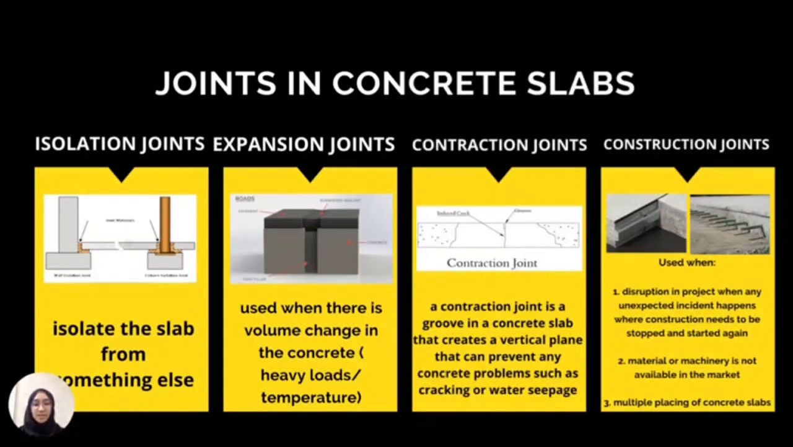Another common type of joint is a contraction joint. A contraction joint is a groove in a concrete slab that creates a vertical plane that can prevent any concrete problems, such as cracking or water seepage. Lastly is a construction joint. As you can see in the first picture, that is a key joint, and in the second picture is a dowel joint. Both of these joints are construction joints, and construction joints are used for three reasons. First, if there is a disruption in the project when any unexpected incident happens where construction needs to be stopped and started again. Second is when material or machinery is not available in the market. And third is when multiple placing of concrete slabs occurs.